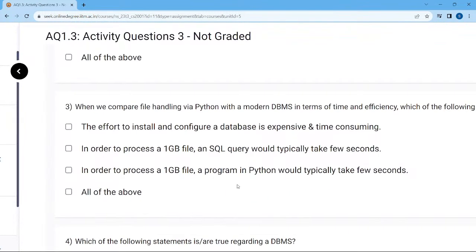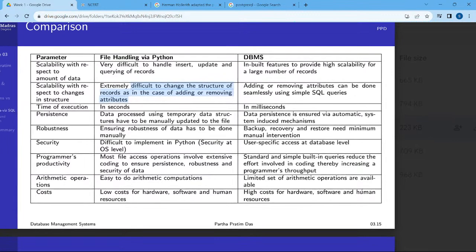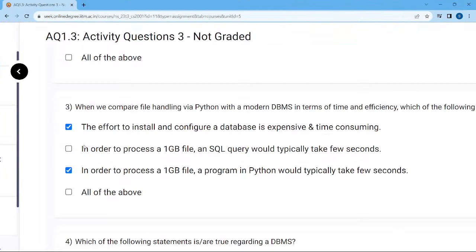SQL is a type of database management system. SQL would typically take a few seconds. No, it would take milliseconds, whereas Python would take a few seconds. The effort to install and configure a database is expensive and time consuming. Yes, that is true. Cost is high. The initial setup takes high maintenance and high cost.